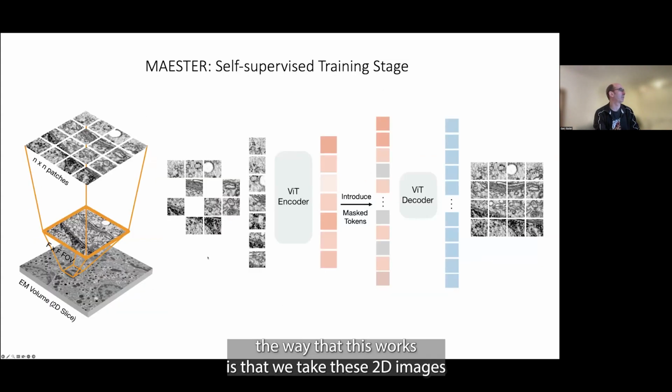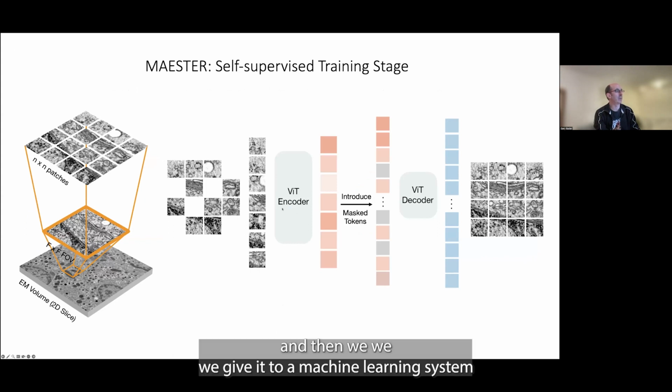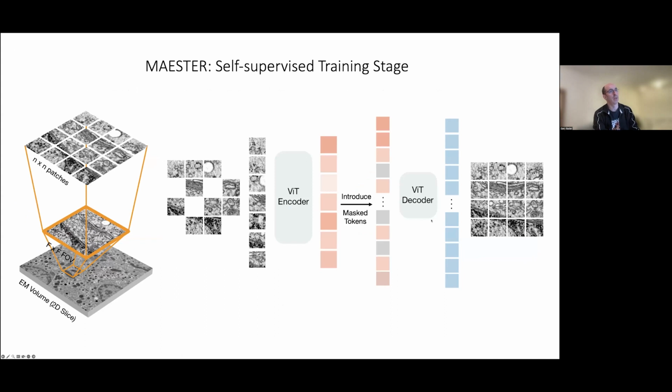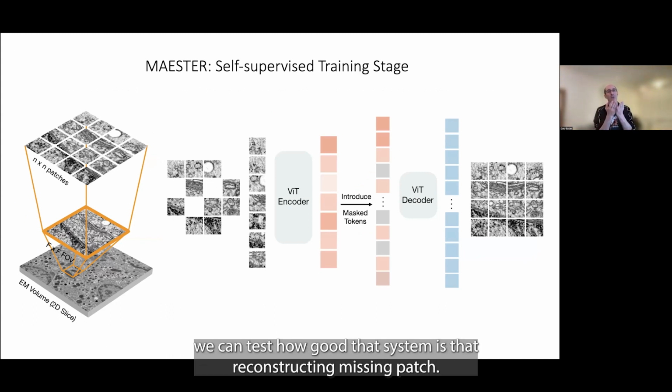The way that this works is that we take these 2D images and we split them up into little patches, and then we hide some of the patches, and then we give it to a machine learning system that I'll explain in a sec, that tries to reconstruct the image and replace the patches that were hidden. And then we can test, because we have the patch that we hid, how good that system is at reconstructing the missing patch.